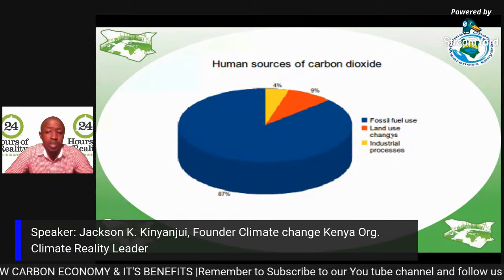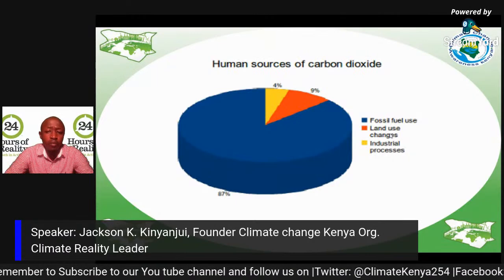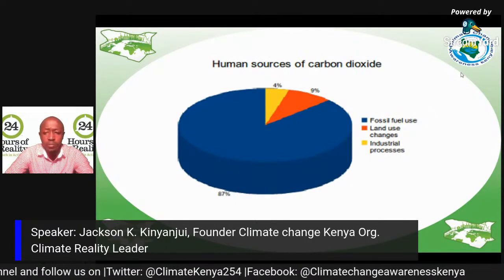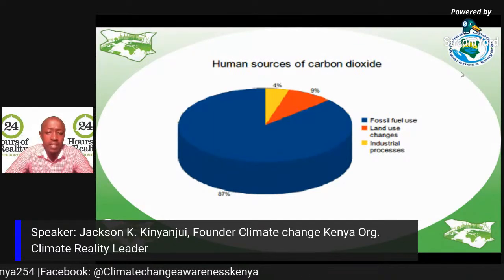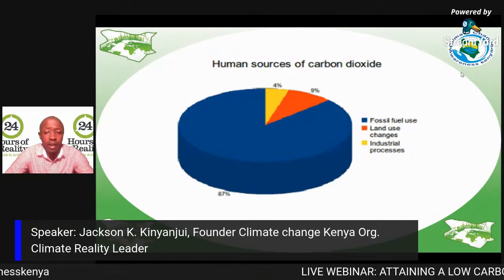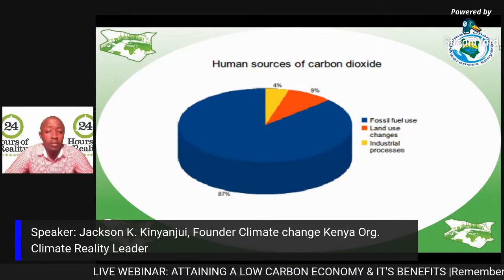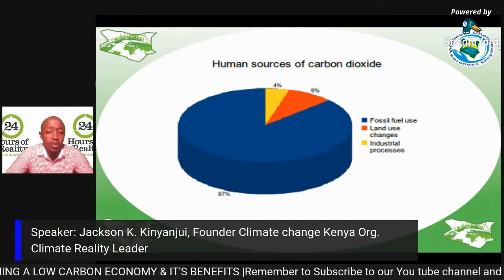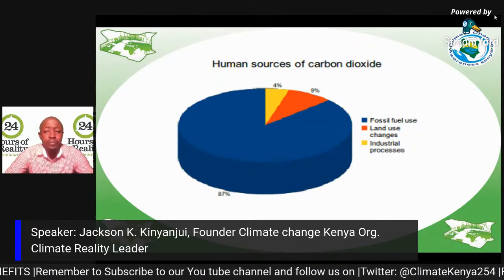Land use changes here I'm talking about deforestation for agricultural activities. I'm also talking about urbanization, whereby we are using cabros and cementing and covering our soil, and our soil is one source of our carbon sinks. Also, we have industrial processes taking about 4%. These are the industries that are engaged in the use of coal, in the use of non-clean energy.